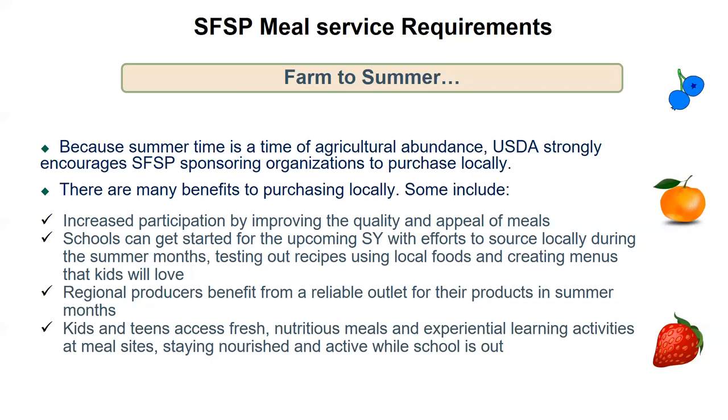Some include increased participation by improving the quality and the appeal of the meals that you're serving. Schools can get started for the upcoming school year with efforts to source locally during the summer months, testing out recipes using local foods and creating menus that they're testing out with their SFSP before they ever introduce them in the school year for NSLP. Regional producers benefit from having a reliable outlet for their products in summer months. And then of course, kids and teens can access fresh, nutritious meals and learning activities at meal sites, stay nourished and active while school is out.